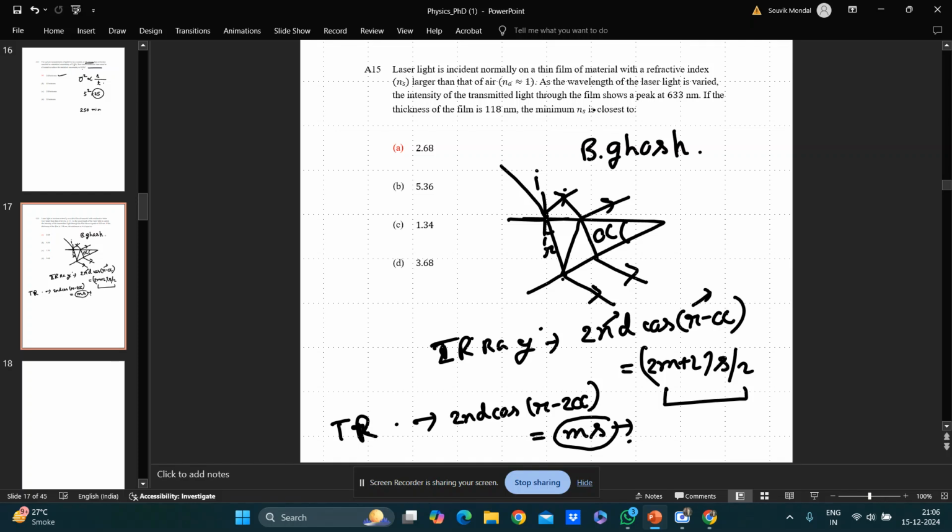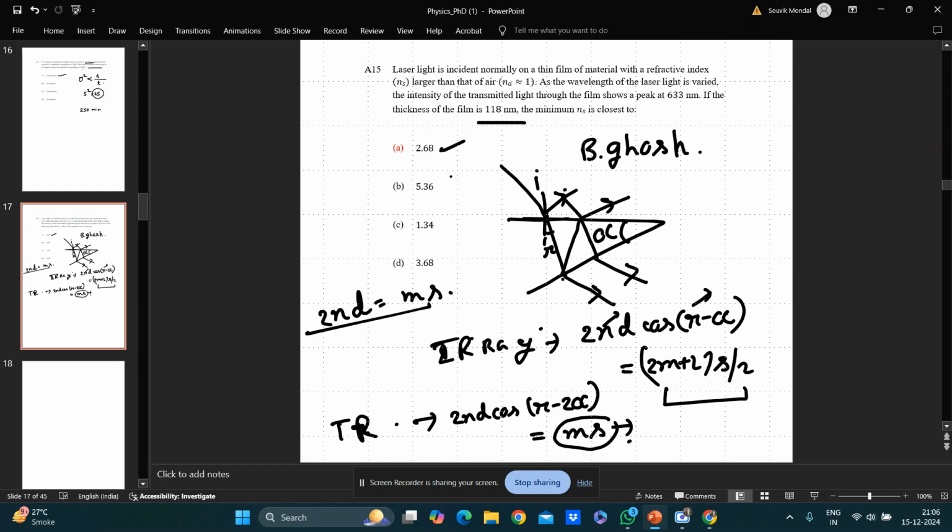In this problem, the light is incident normally and there is a flat film, no alpha is given, so simply your condition will be 2nd equals m lambda. If you solve this, you will get d, sorry, we are given d and lambda probably.